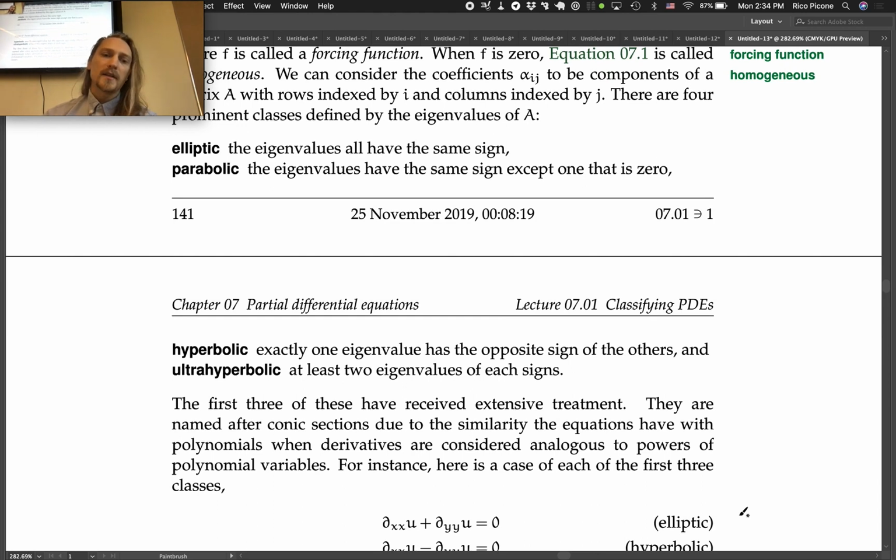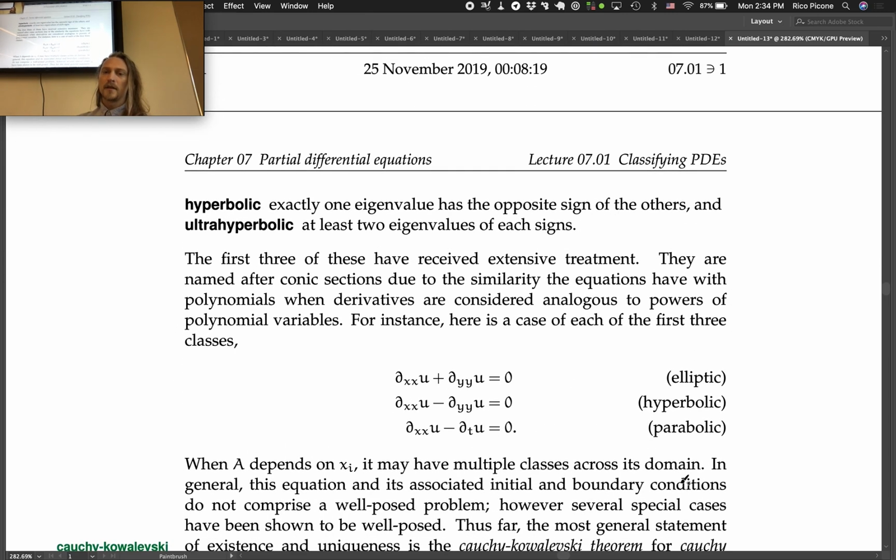The first three of these have received extensive treatment. They are named after conic sections due to the similarity the equations have with polynomials when derivatives are considered analogous to powers of polynomial variables. For instance, here's a case of each of the first three classes. So the second, I should have a squared here, shouldn't I? Second partial of u with respect to x, and then there should be squareds on these too. Not on the last one though. So second partial of u with respect to x plus second partial of u with respect to y equals 0.